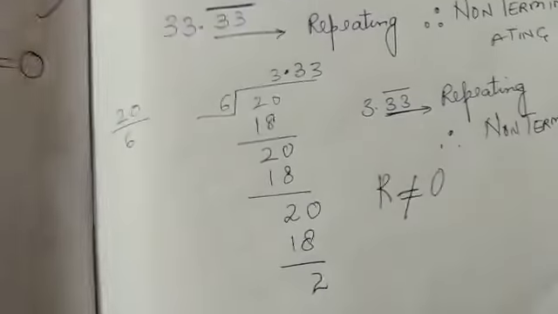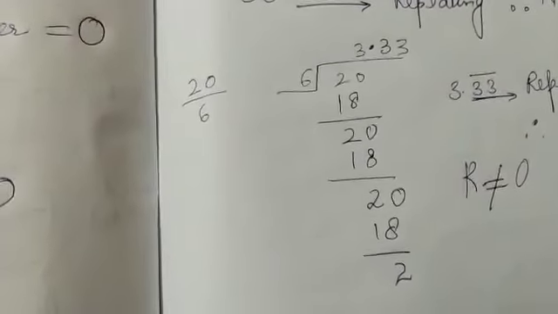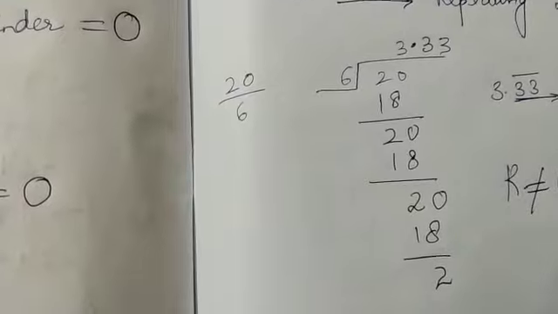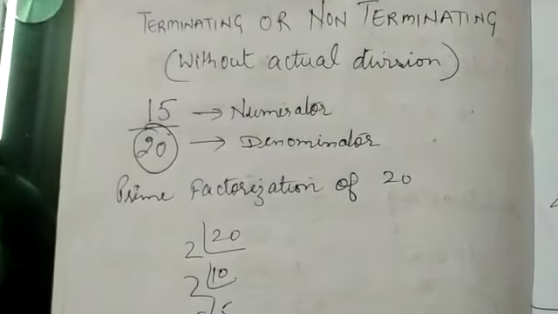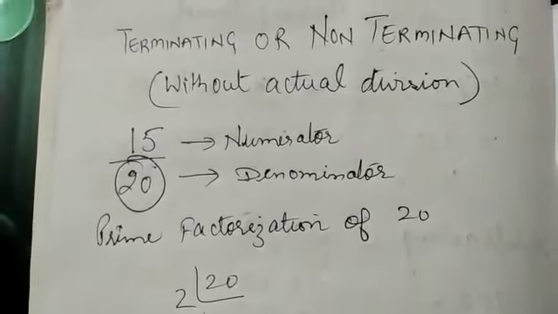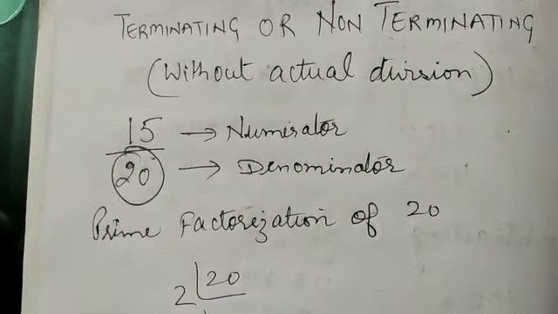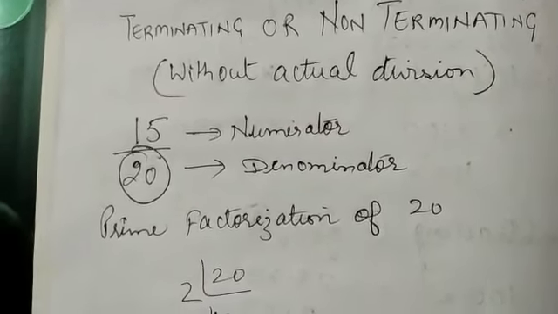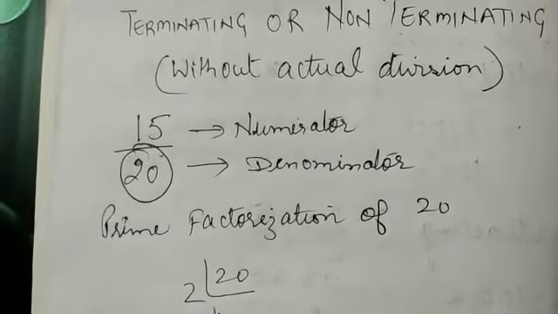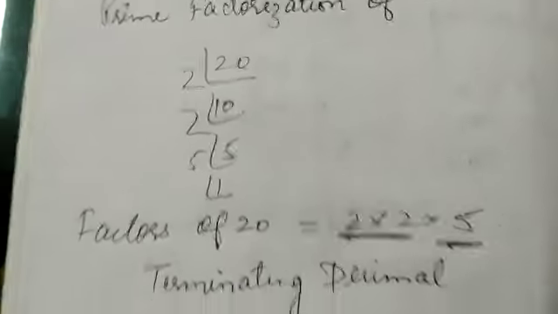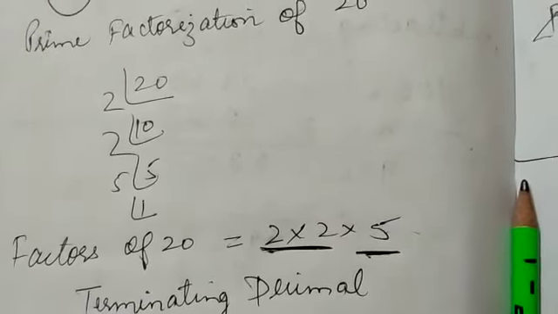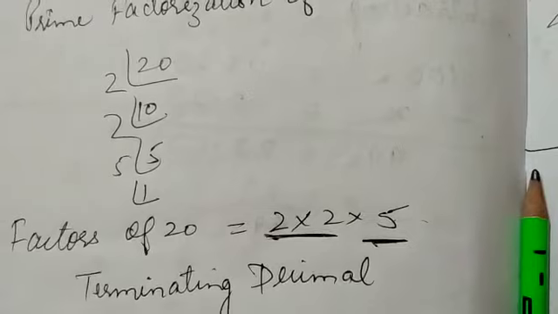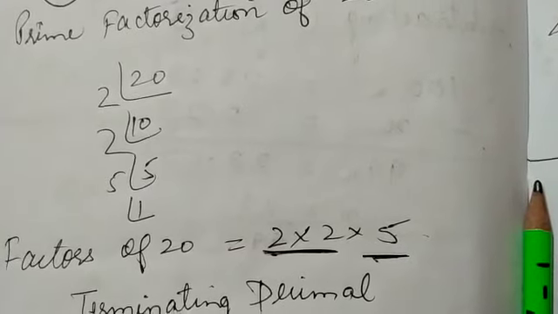Now I'll talk about terminating and non-terminating decimal without taking actual division. Terminating or non-terminating without actual division. You can see here I have a fraction 15 upon 20. 15 is the numerator, 20 is the denominator. We'll do prime factorization of 20 and we'll get the factors. After doing prime factorization, we can see here it is 2 multiplied by 2 into 5. So we are getting prime factors 2 and 5.